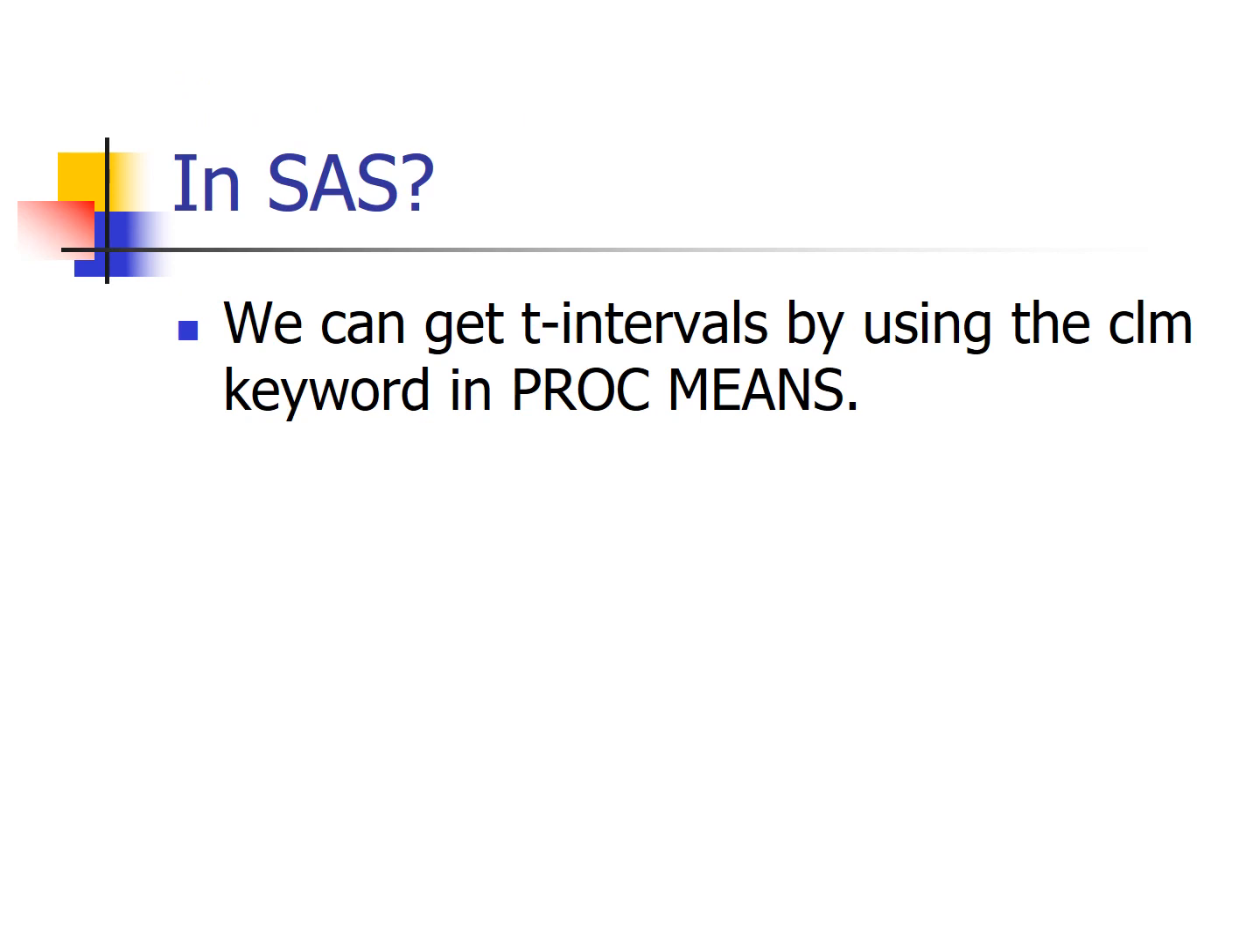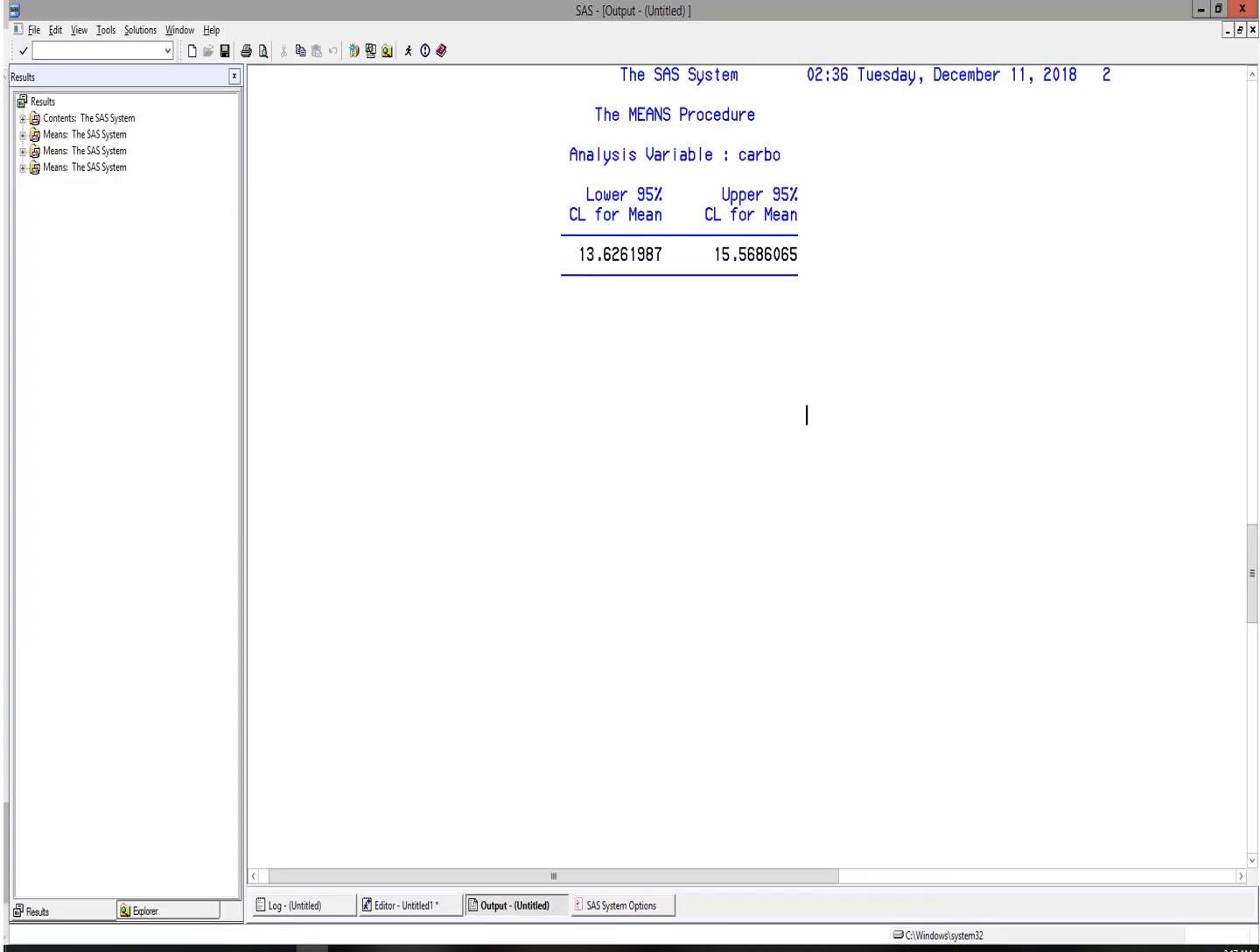Now, how can we create these t-intervals in SAS? We can get t-intervals by using the CLM keyword in PROC MEANS. PROC MEANS will give us confidence intervals for a mean. So back to carbohydrates, this is our cereal data set, remember? We had the cereal data set in 511. One of the variables was the carbohydrates for each of the cereals. Here I use the CLM statement. So this is basically saying, based off our sample of cereals, we're 95% confident that the true mean carbohydrates for all cereals is somewhere between 13.6 and 15.6.